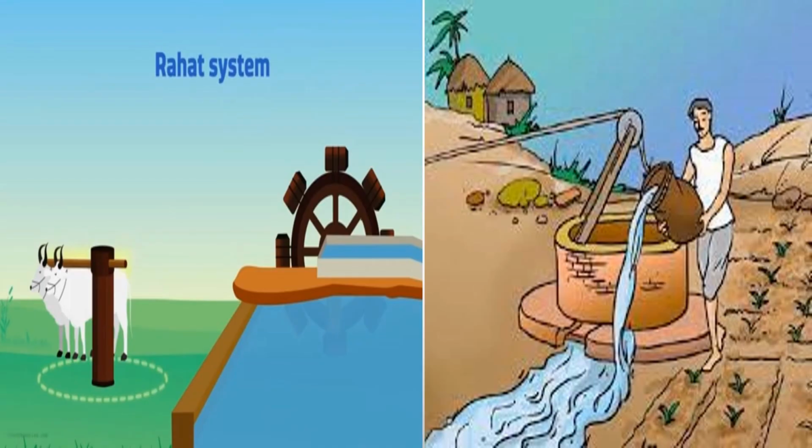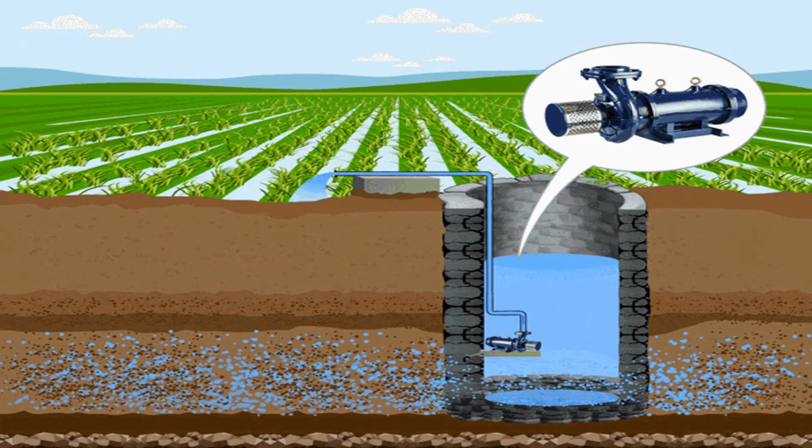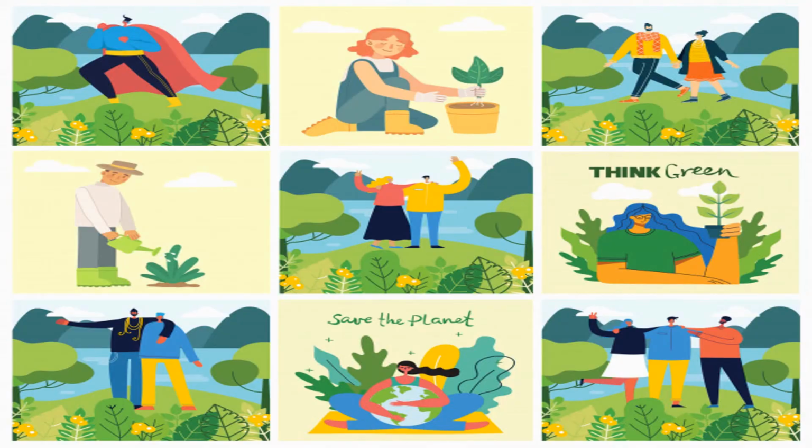Nowadays, fields are watered using diesel or electric pumps. These mechanical pumps can lift water many times. Since more than one crop is grown every year, the pumps are used to lift water even after the rainy season. As a result, the water stored under the ground is getting used up rapidly. So remember, while taking things we need from the environment, we must take care not to harm the environment.